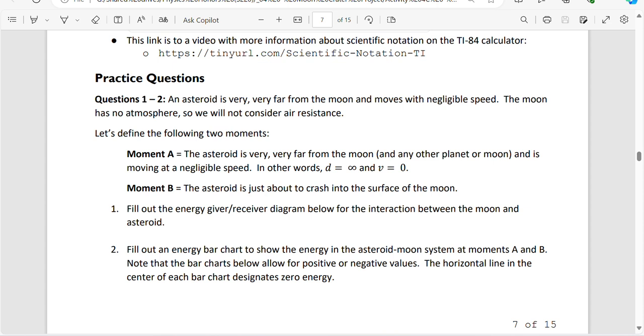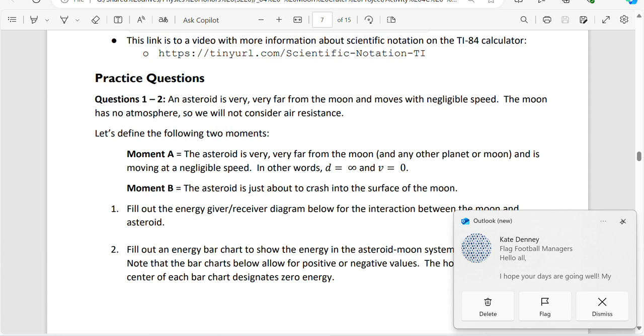An asteroid is very, very far away from the moon and moves with negligible speed. The moon has no atmosphere, so we will not consider air resistance. We're going to define two moments. Moment A, the asteroid is very, very far from the moon, and any other planet or moon is moving at a negligible speed. So in other words, the distance between the two objects is infinitely far, and the speed v is 0. Moment B here, the asteroid is just about to crash into the surface of the moon.